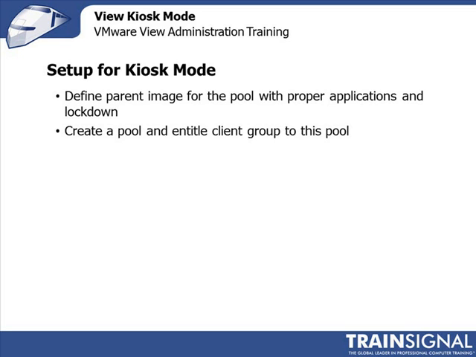Next, create a pool and entitle the group to access this particular pool. This group is a group that we'll want to create ahead of time within Active Directory. In the next step, we'll tell View to add each user account we create for the clients into this group. Once the client accounts are added to this group, they'll automatically be entitled to use this desktop pool.